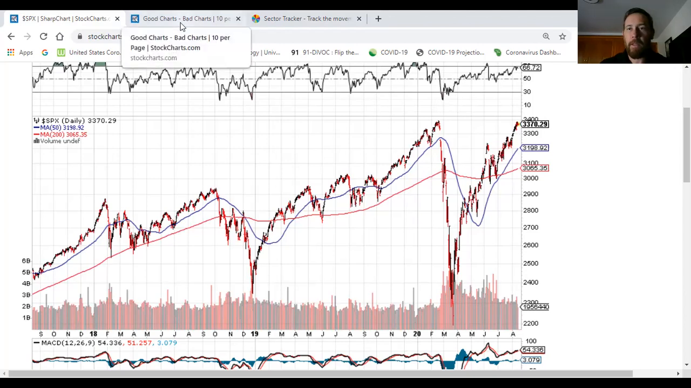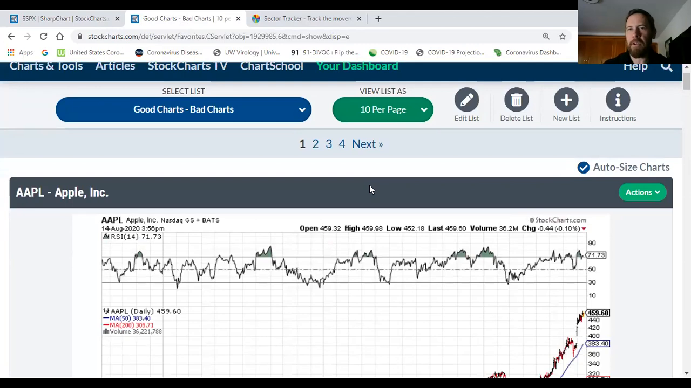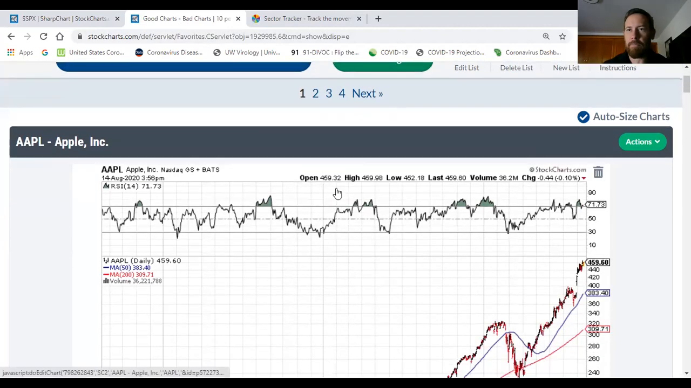All right. So if you remember those sectors I just showed you, I took the 3 or 4 largest companies within each of those sectors, and then I made a chart list over here on stockcharts.com, and I will scroll through these pretty quickly. I don't want to spend all day doing this because I could talk about each of these companies for too long, but I do want to give a sense of what's happening under the hood of these various sectors.